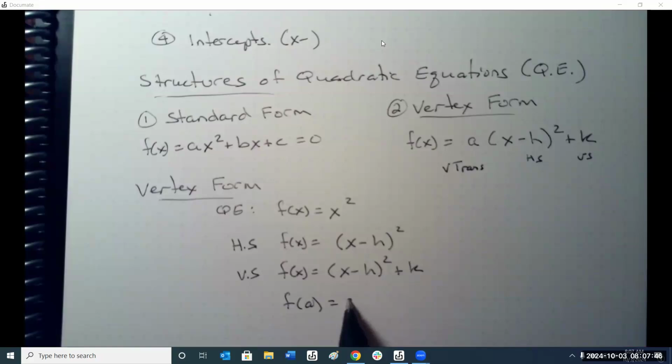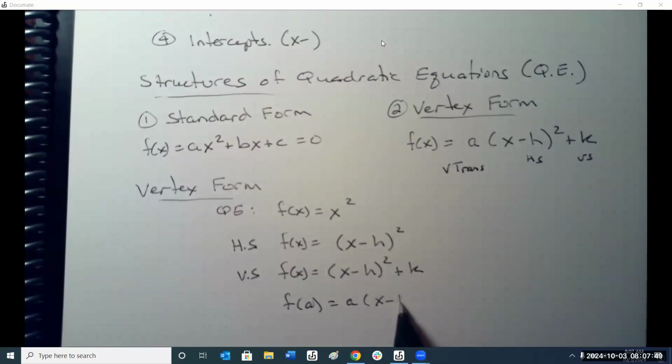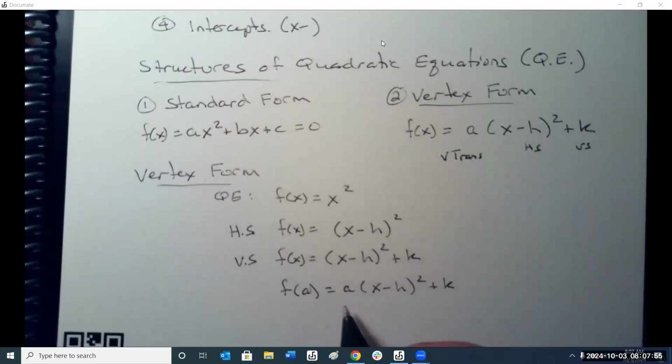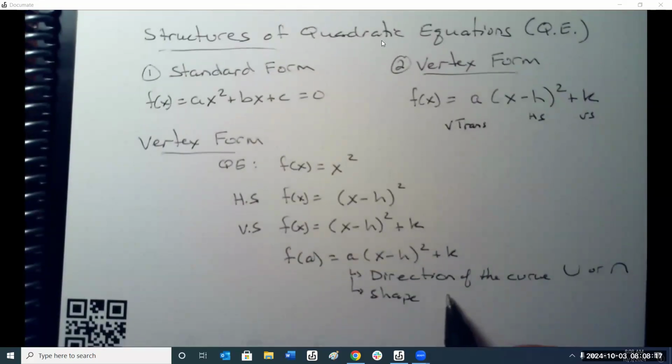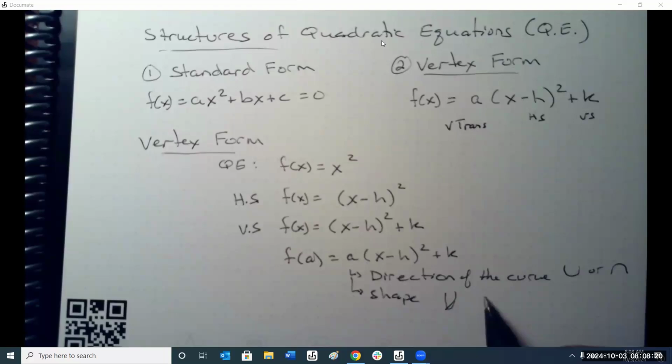The A in front does a lot for us. The A tells us the direction of the curve, whether it opens up or down, and it tells us the shape. Is it going to be skinny or is it going to be wide? All that stuff is given by this function here.